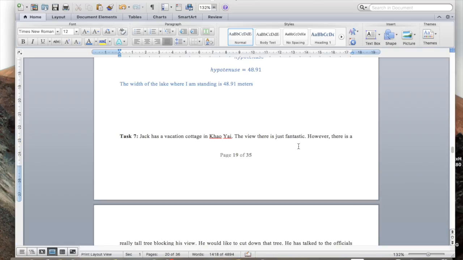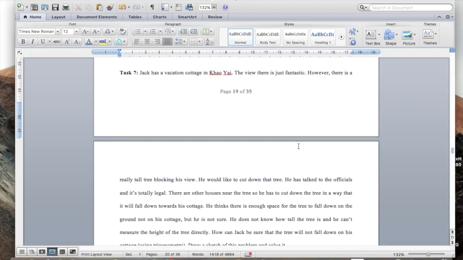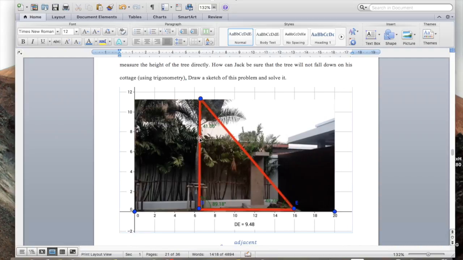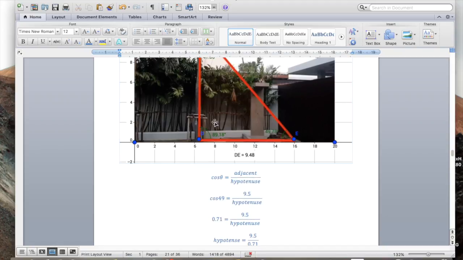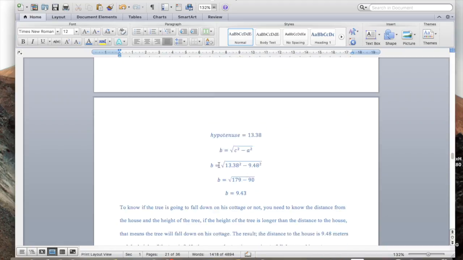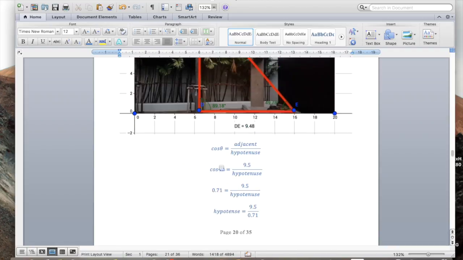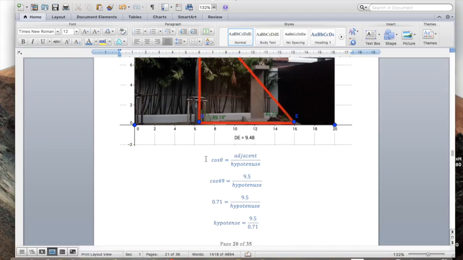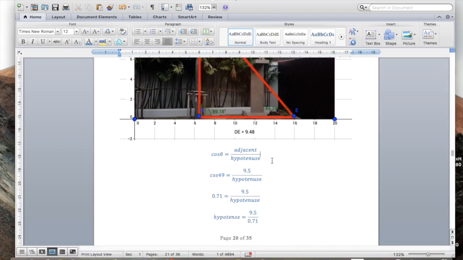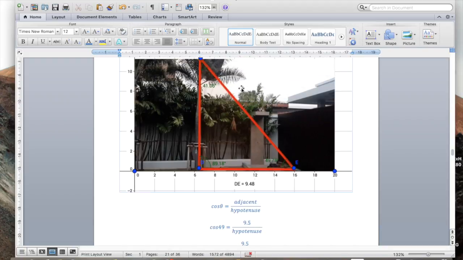And for number 7, we need to know if the tree is going to fall down on his house or not by finding the distance area that is left. I'm using cos for this one because I want to know the hypotenuse, which is here.